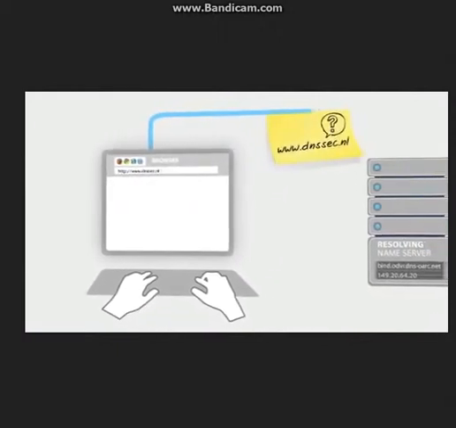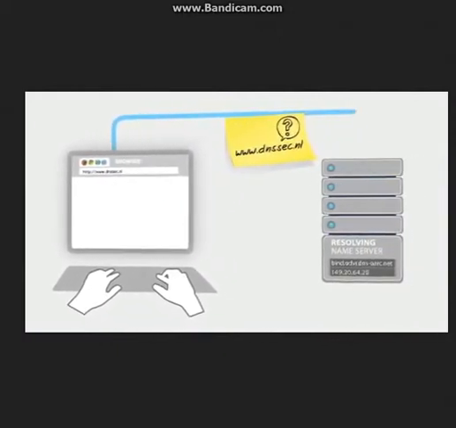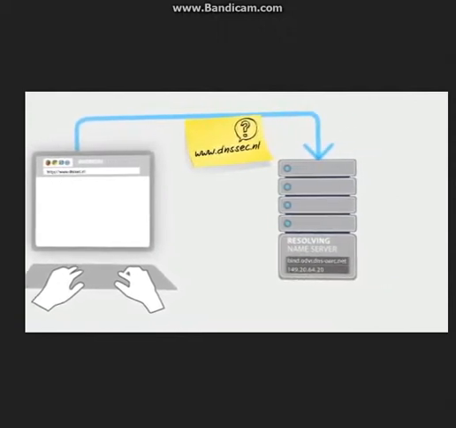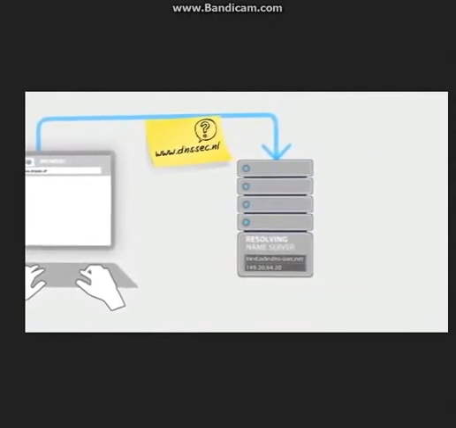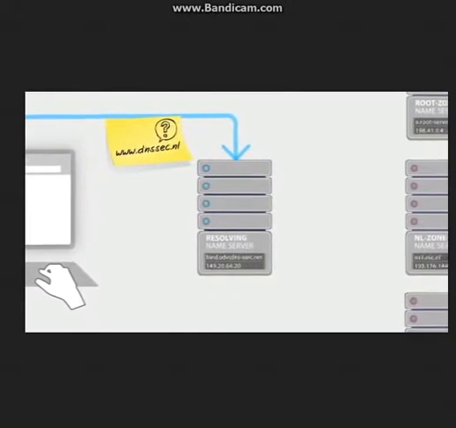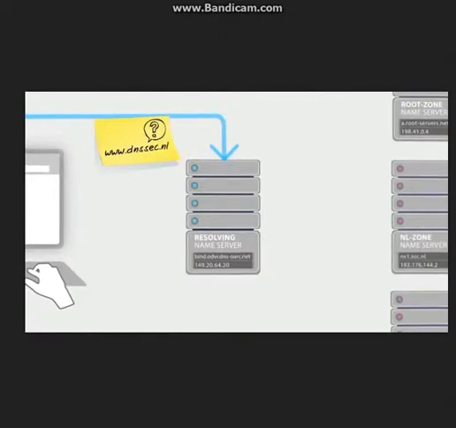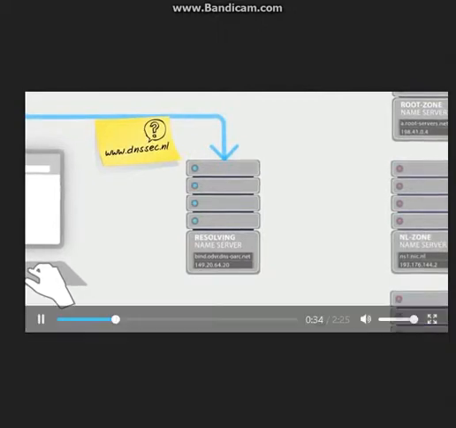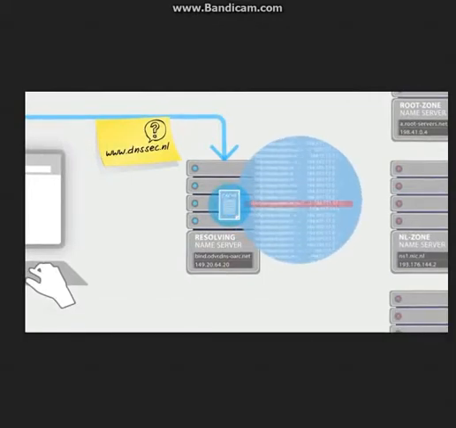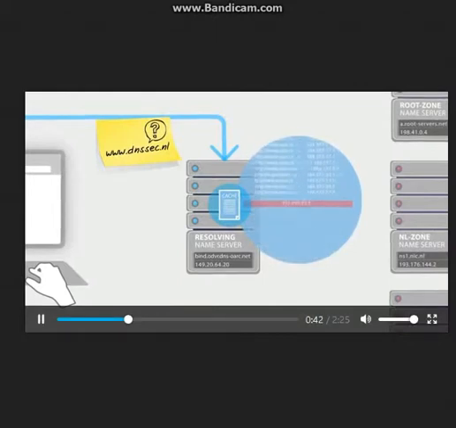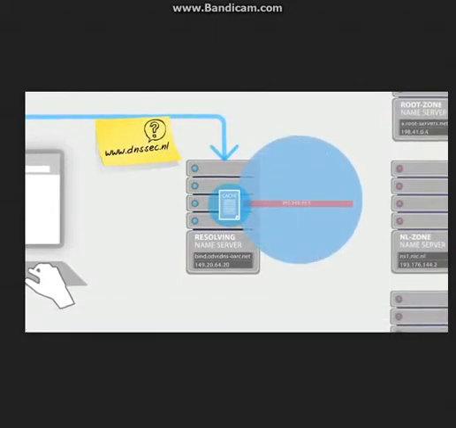Your computer asks the resolving name server, or resolver, what IP address the website www.dnssec.nl can be found at. The resolver is often your Internet Service Provider's resolving name server. Within a split second, the resolver searches its cache for the answer. If it doesn't have the answer, it has to refer the question on.